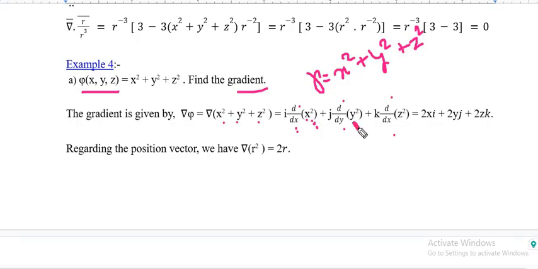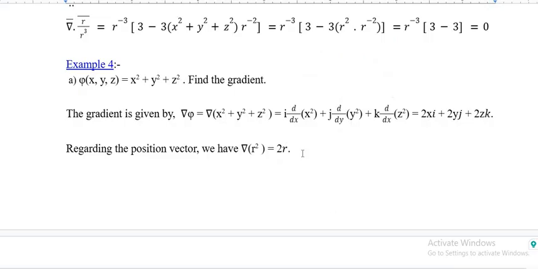When we are differentiating with respect to y, then only y square is variable, x square and z square are constant. When you are differentiating with respect to z, then x square and y square are constant. So after differentiation you will get 2x, 2y and 2z. Take 2 common, you will get i of x plus j of y plus k of z. So this obviously gives you 2 into r. So the gradient of phi can be given as grad of r square, which is 2r.